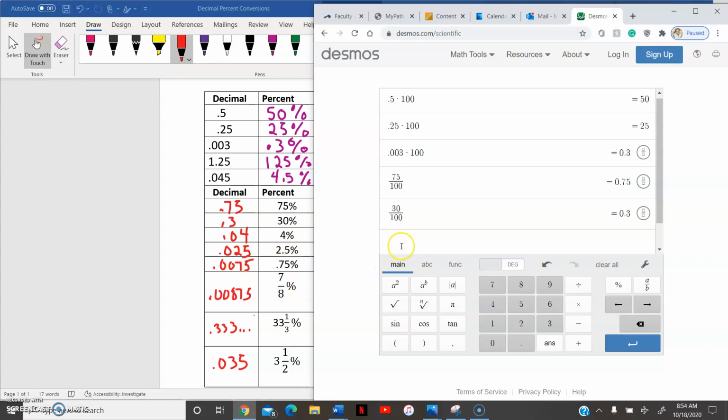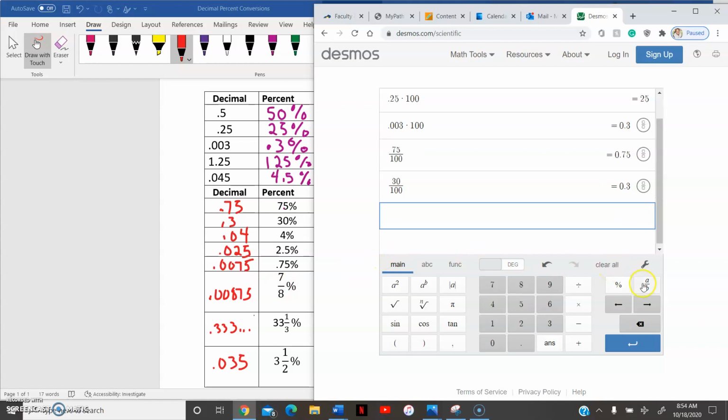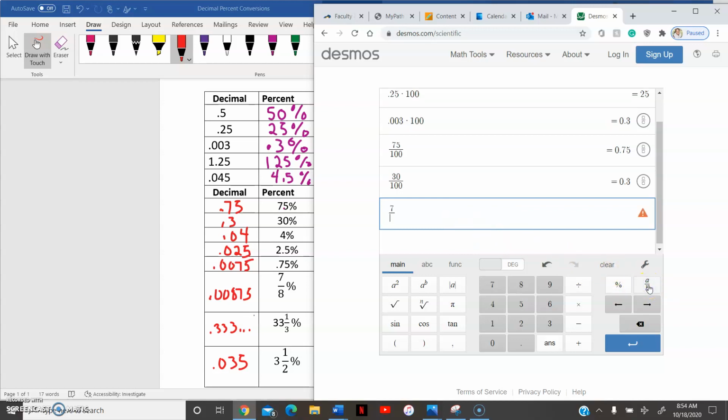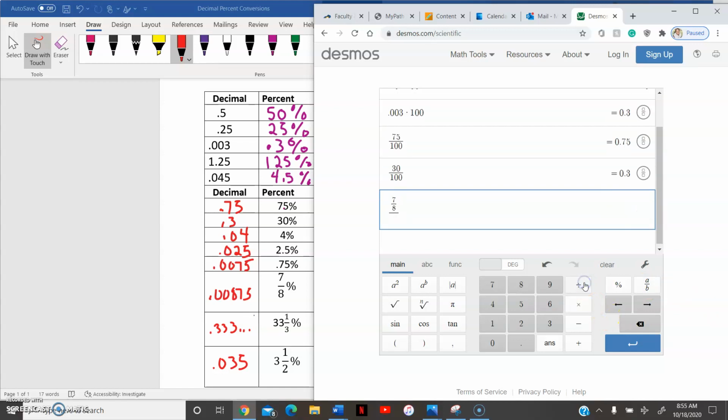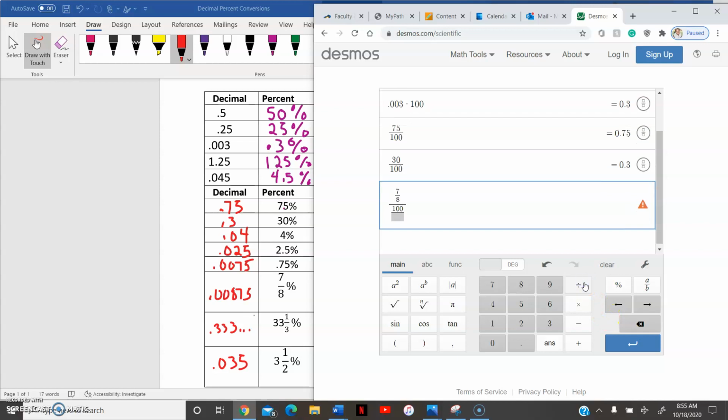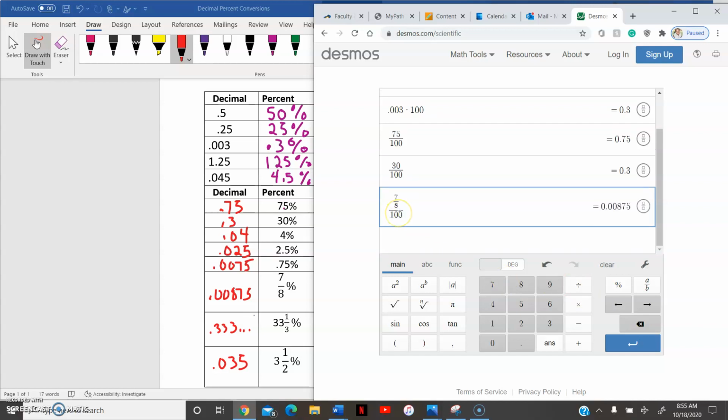Let's look at the 7/8 for a minute and how I entered that. There is a fraction icon here, so if you want to enter a fraction, you can use this A over B key. There's 7/8, and I want to divide, so I'm going to divide by 100, and look at how it writes it. It writes it as a fraction. I want to get rid of that gray box underneath it. Just divide by 100. And when I have 7/8 divided by 100, there's the answer right there, and there's the answer I have here for 7/8%. It's the same as 0.00875.